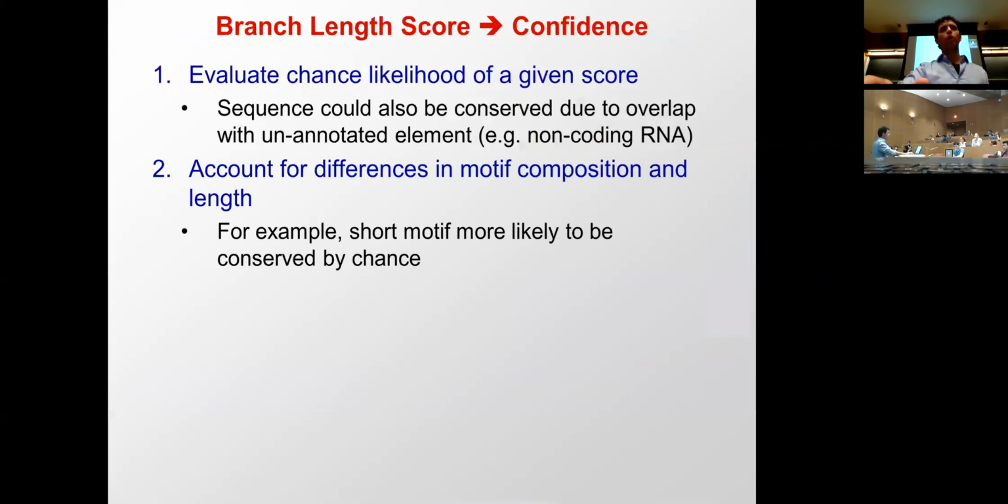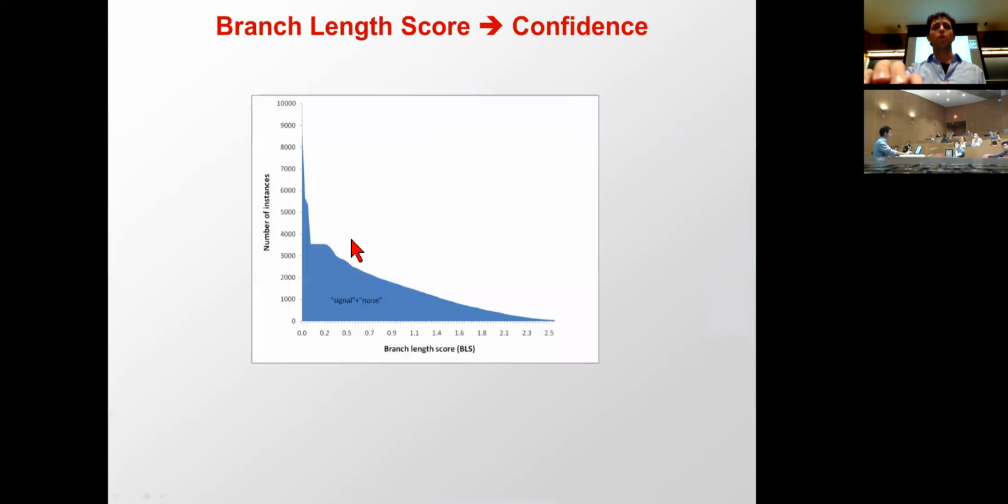So what we'd like to do now is translate this branch length score into a confidence score. And to do this, we need a background model. We need to know how much branch length I would have expected by chance for a motif of that type. Because motifs vary greatly in their composition, in their length, in their information content, in their dimer composition, we're going to be searching for how frequently motifs of that type occur.